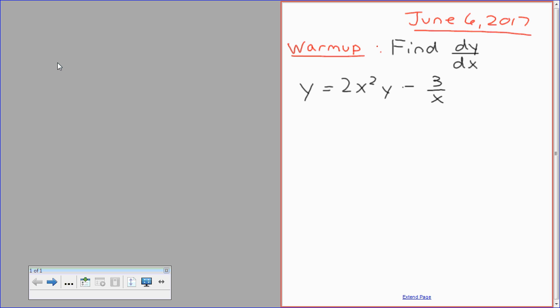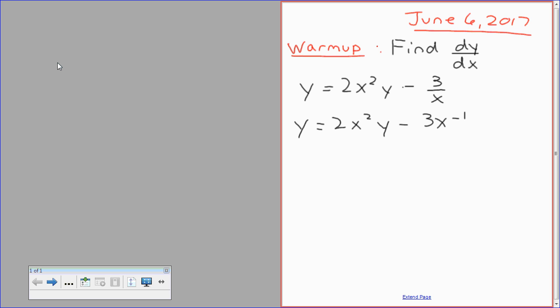When you see 3 over x, what should I do before I start this? Go ahead. So 3x to the negative 1, that's what I would do. So y equals 2x squared y minus 3x to the negative 1.